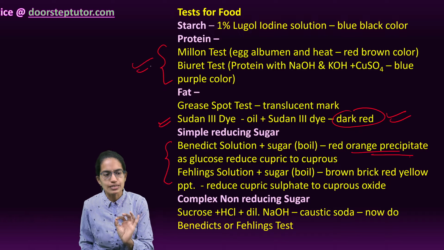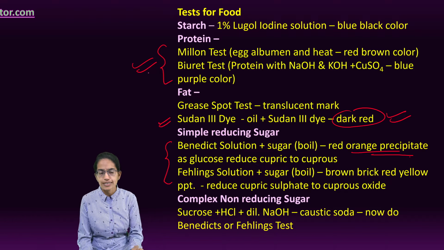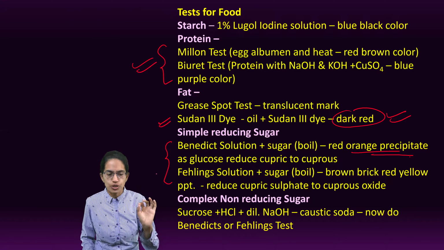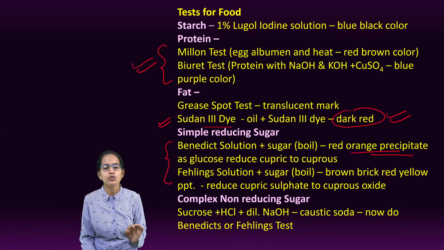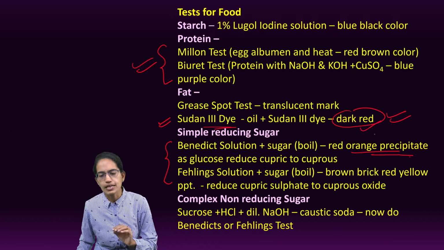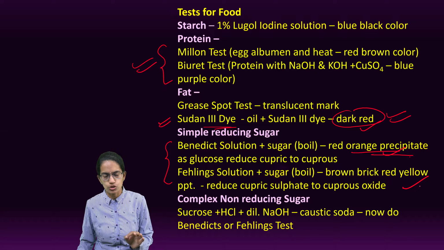So I repeat and summarize again. For protein it is the Millon test and Biuret test. For sugars it is the Benedict test and Fehling test. Extremely important. For fat it is the Sudan III test. The precipitate colors are again important for each of those.